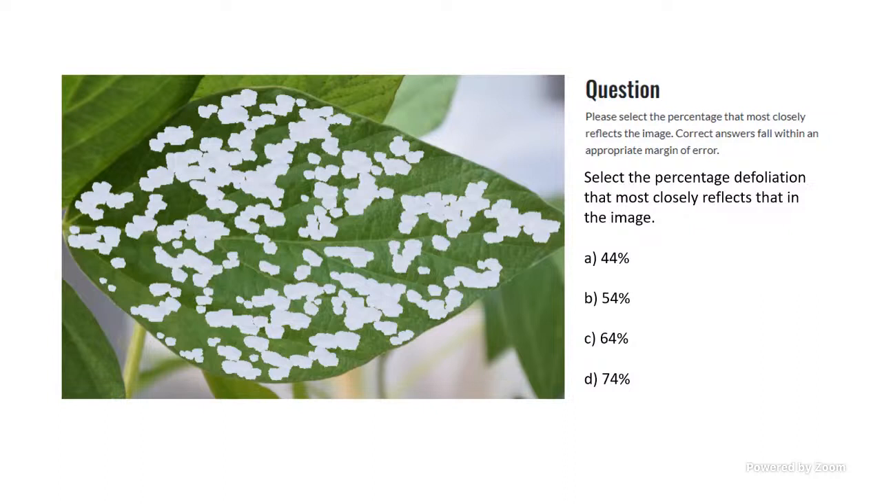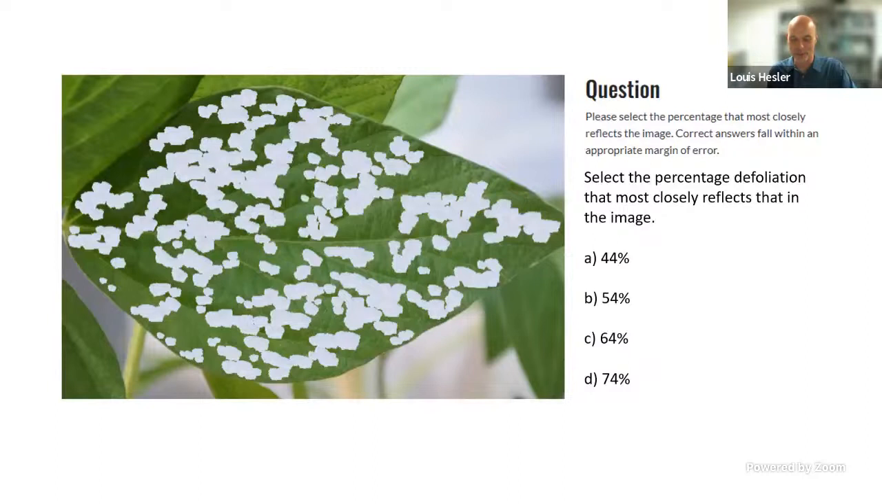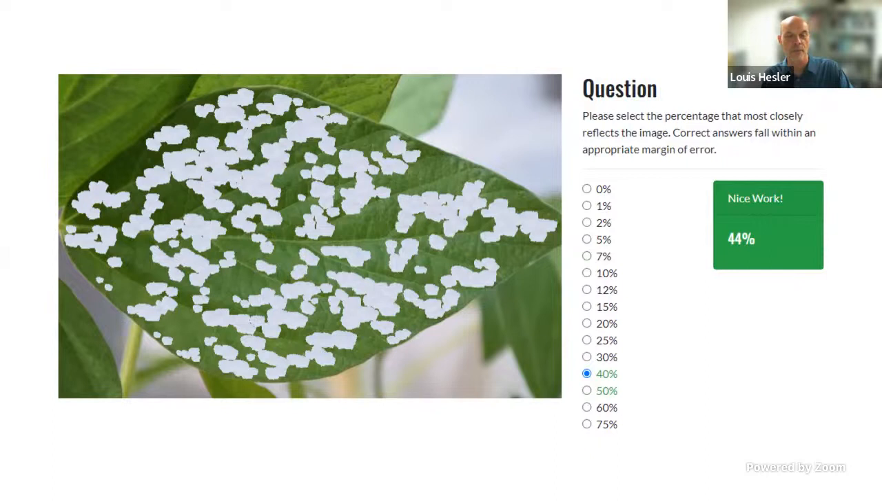Okay. Well, we had a few people that got this right. Thank you for that, Alina. I appreciate you managing the polls for us. I think that really helps engage with the audience out there. I think you'll find the answer surprising, and that is that this is 44% defoliation. You casually look at this leaf, you try to make an estimate in a fairly short amount of time, and it's easy to say 54, 64, 74% defoliation.